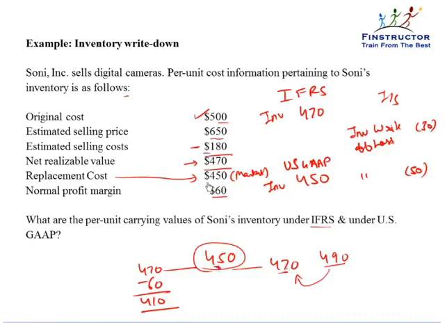If the replacement cost was not 450 or 490, rather it was a number of $400. In that case, I would not be allowed to write it down all the way till 400. I would only be able to write it down till 410, that is the NRV minus a normal profit margin. So even though replacement cost may be very low, I know that I can sell it today and realize the value of 410 even after deducting my profit margin. Hence, it cannot be written down to 400. It will be written down only till 410. So US GAAP is a more conservative approach as compared to the IFRS.